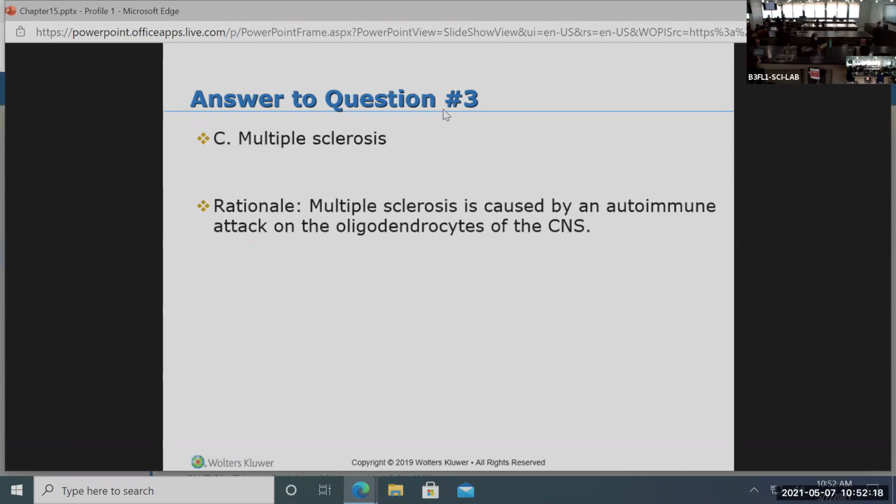So multiple sclerosis, please highlight. It is an autoimmune disease or condition that destroys my oligodendrocytes. Oligodendrocytes and Schwann cells, functionally they are the same. Myelination: oligodendrocyte in the CNS and the Schwann cell in the PNS.